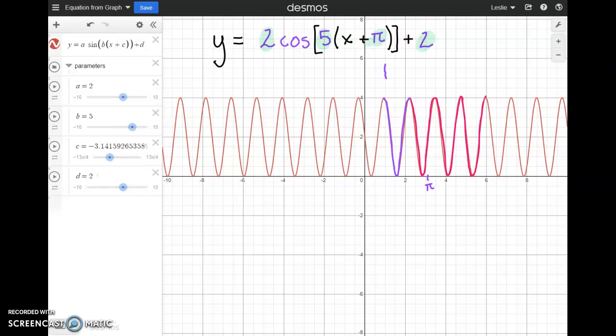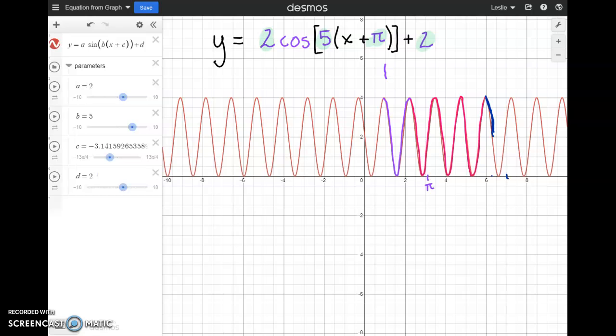Let's see. That's 7. 6.25 is about there. So 6.28 isn't much farther. So it's maybe more like this. In fact, it looks like it goes to about there. Okay. Terrible job of drawing that, but I'm just highlighting what the cycles are.